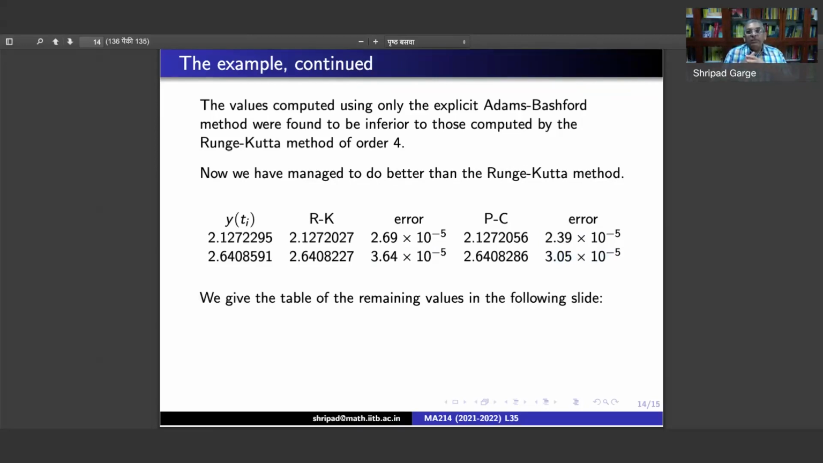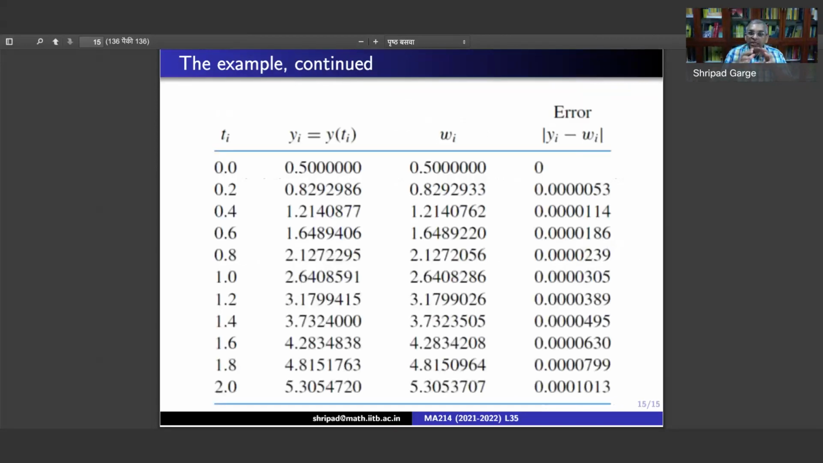We give the table of the remaining values in the following slide, and you see already that when you are using this predictor-corrector method, we are doing quite well. The first row is of course because the initial value is given to you. The second, third and fourth rows, the values for 0.2, 0.4 and 0.6, are obtained by using Runge-Kutta of order 4.